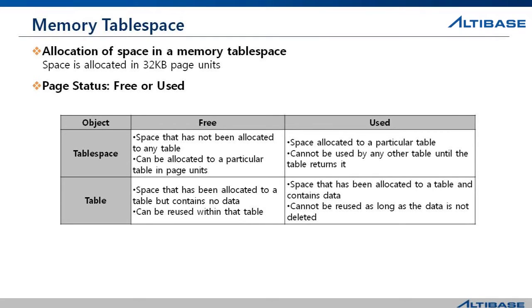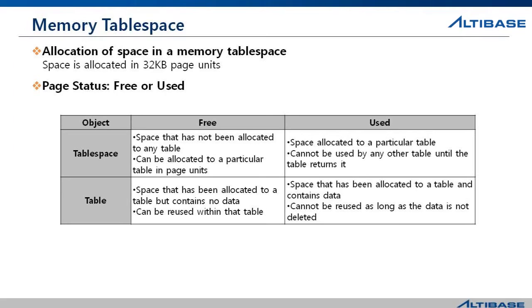Okay, so they are classified by either free or used. The space allocation of memory table space is 32 kilobytes page units. Okay, the page status could be different when a page is in a table space or when a page is in a table. So when a page status is free in table space, it means it is not allocated to any table yet. Therefore, it is ready to be allocated to any table. But when page status is used in table space, it means the space has been allocated to a particular table. Therefore, the page cannot be reused by any other table until the table returns the page to the table space.